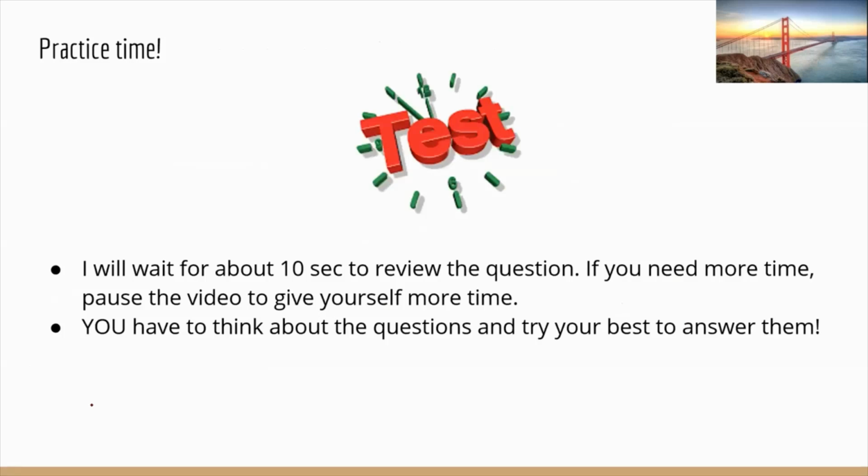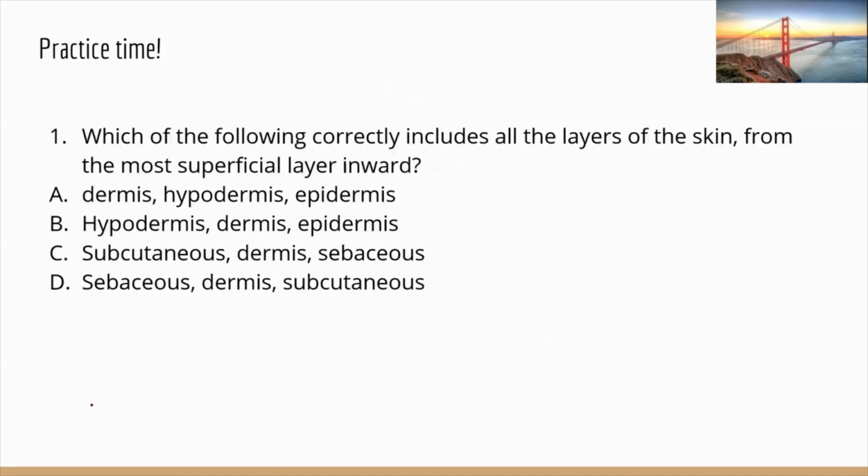All right, now let's do some practice. I have some good questions about the integumentary system. Question 1. This question asks you to arrange the layers from the deepest layer outward. So the deepest layer is going to be the hypodermis, right? Remember, hypo means below. And then the next one is the dermis, and the most superficial layer is the epidermis.